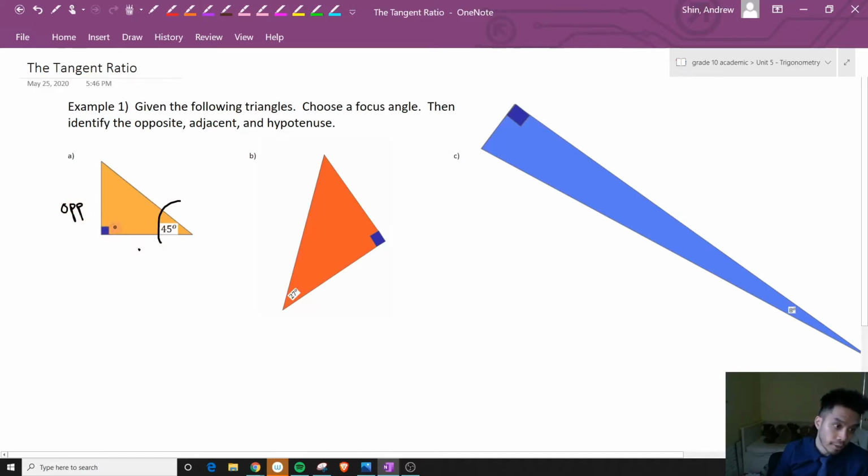And then we take a look at the 90-degree symbol here. The 90-degree symbol tells us that across from that is going to be the hypotenuse. And the last side is going to be adjacent. And that's it. Okay, so here we go again.